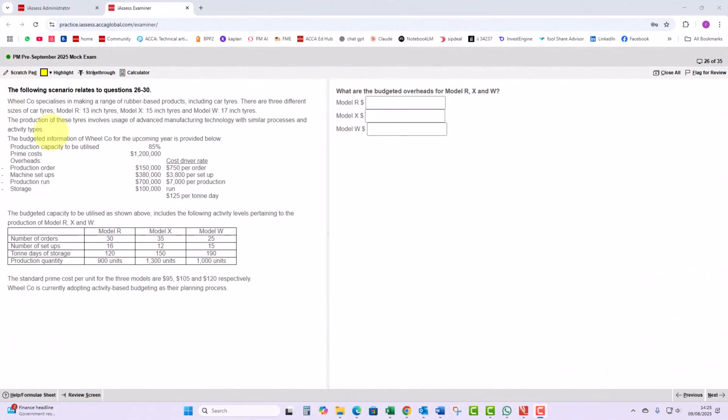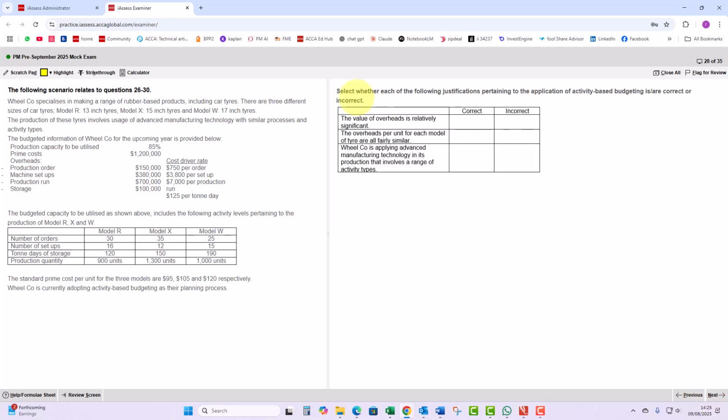So now we're looking at Wilco. We're asked what are the budgeted overheads for the 3 models? So obviously that's a calculation, so that's not an outlier. What is the total cost per unit? Once again, a few calculations needed. This one could be an outlier.